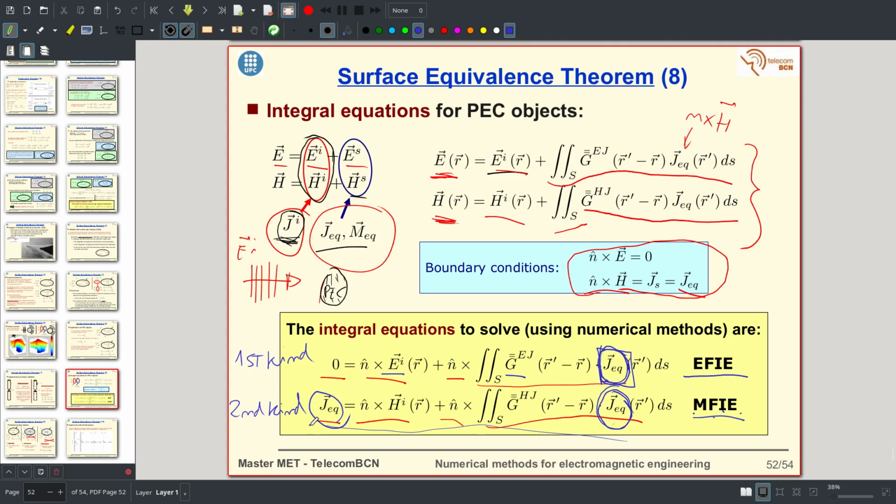So later, in the chapter on numerical methods, when we analyze these two equations, we will see that they have different properties and that they are useful for different cases, and they have advantages and disadvantages. And this is due to the fact that one of them has the unknown also outside the integral and the other doesn't. Okay?